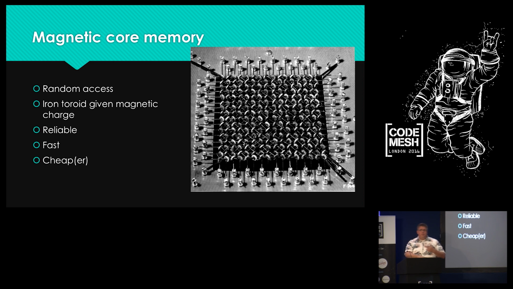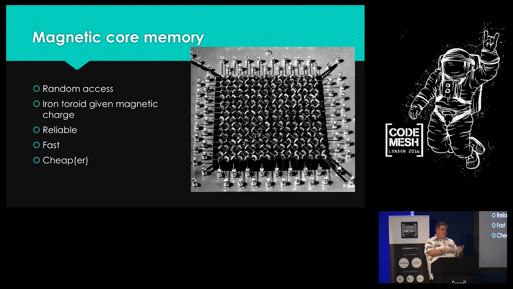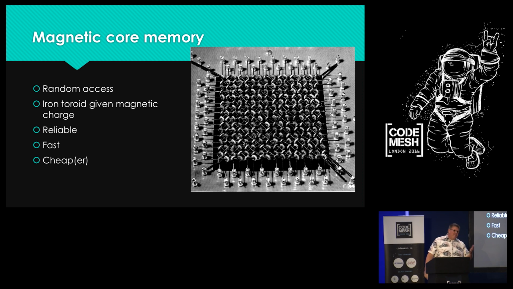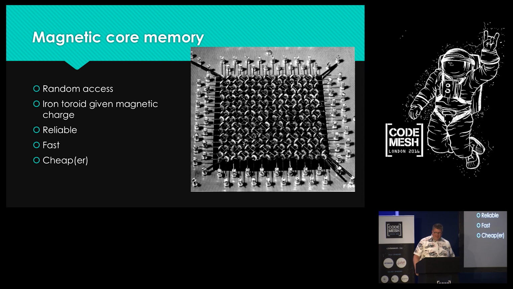So clearly it was too slow, too expensive, too toxic, too heavy, too hot. So there's a lot of reasons why they wanted to invent stuff like magnetic core memory. All right, so it's reliable, fast, cheap.